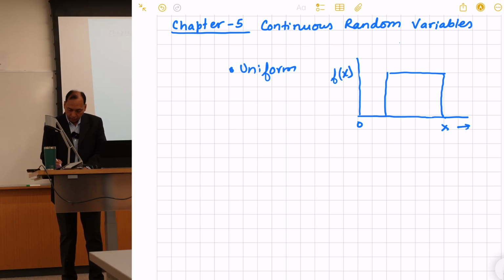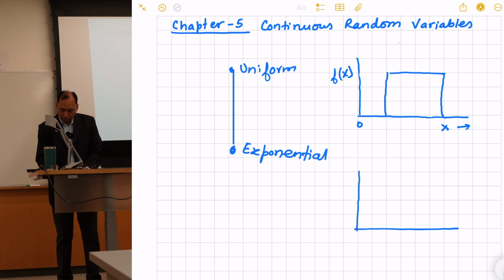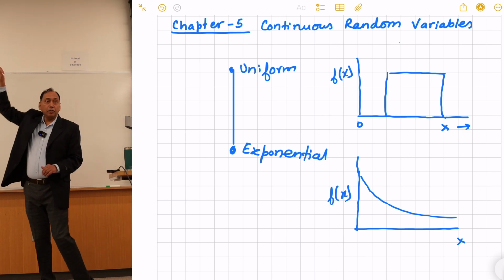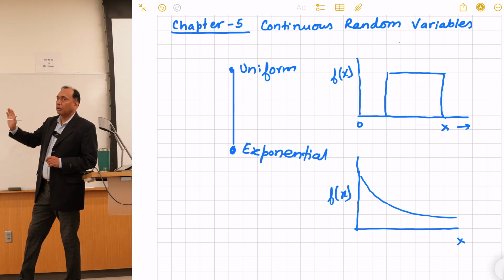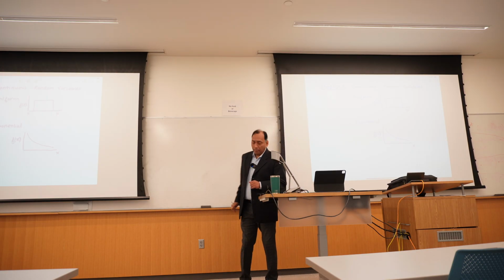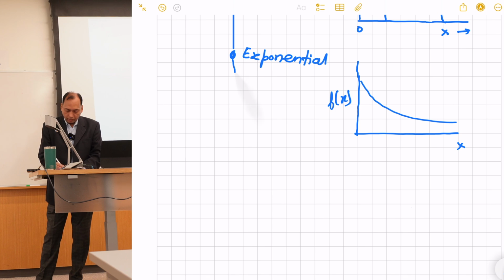Another distribution that we will look at is exponential. Once again, if you make a picture with x and f of x, this distribution is going to look like this. Probabilities start at high values and keep on reducing. So this is a right-tailed or right-skewed distribution, because the tail goes longer on the right side. We'll cover that in this chapter, and then we'll continue with continuous random variables in chapter 6 and focus on the normal distribution.